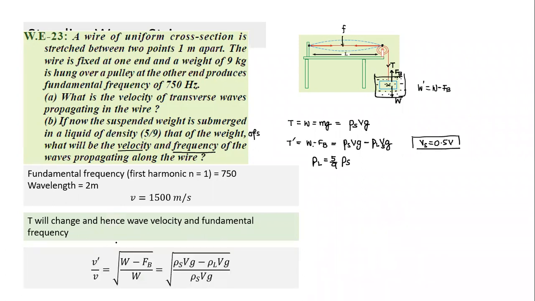What is V dash? V is proportional to the root of tension. So V dash by V, where V is the initial velocity and V dash is the final velocity, is root of (W minus FB) by W. This is the expression you have written here, and very easily we can write this term as equal to root of (rho S minus rho L) divided by rho S.